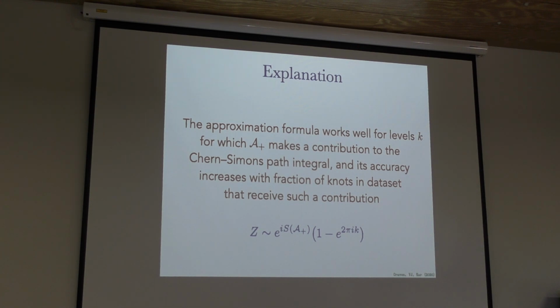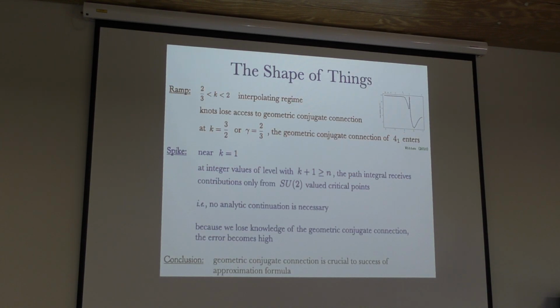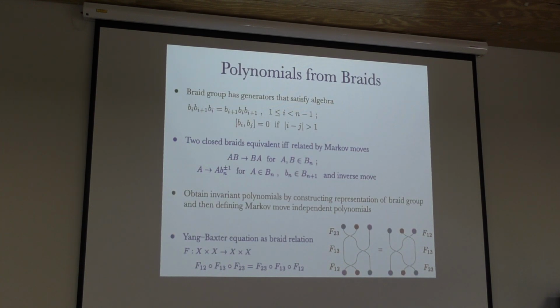And that happens only at that level? It happens for various knots at different places. So it's not a universal feature, but it seems that the geometric conjugate connection is well approximated for most knots at this particular phase. That's the interpretation we have. Okay, so this is work with Jessica Craven and Arjun Kar in 2020 roughly. Now we want to see whether we can do a similar story for colored polynomials.